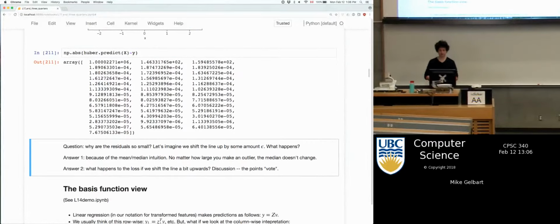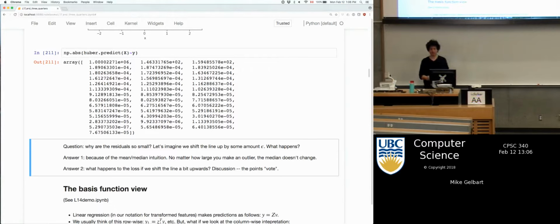So here's another question. For that same crazy data set, you can look at the residuals, meaning the difference between the predictions and the training target values, take the absolute value. The first residual is huge because we made that point equal to 1 million, and the rest are really tiny. And so, as I said, this mean and median intuition sort of explains why those residuals stay really tiny.